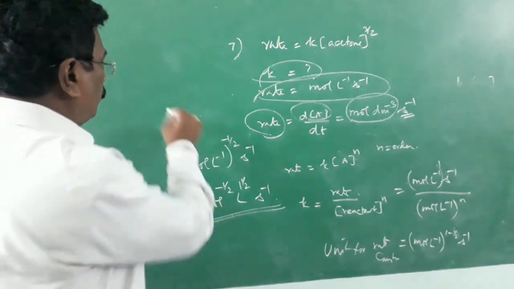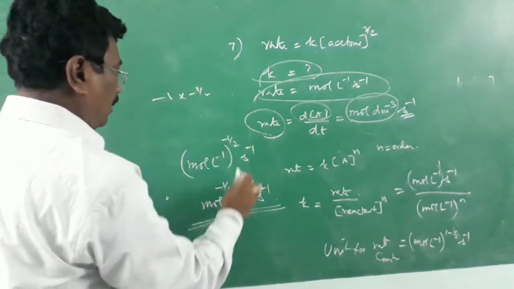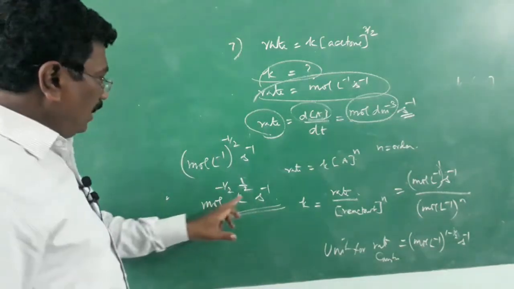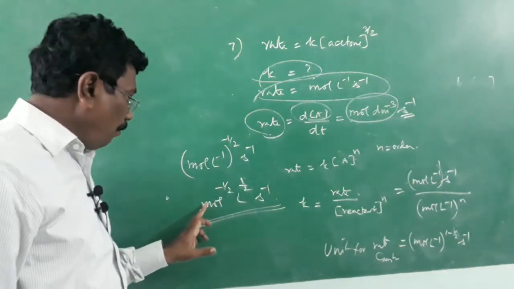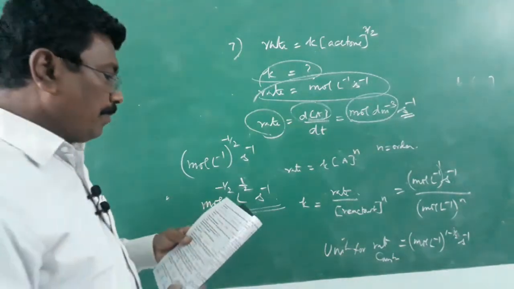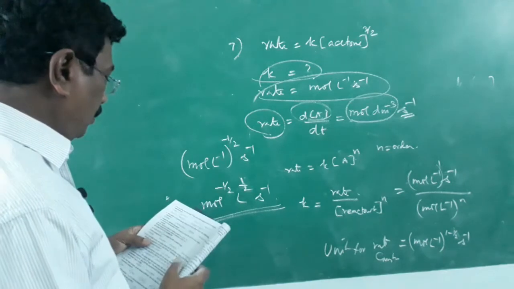All right, so this is how you'll get it. Minus 1 into minus half, it is only plus half. 1.5 plus half. So liter to the power half, mole to the power minus half per second. All right, so that is the option available. And where is the option available? You have to find out.